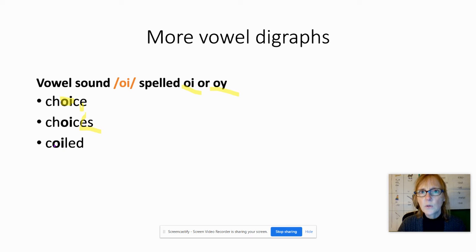Coiled, like the snake was coiled in the basket. We have the oi sound here, spelled OI. The base word is coil. We added just the ED when we wanted to make it past tense, coiled.